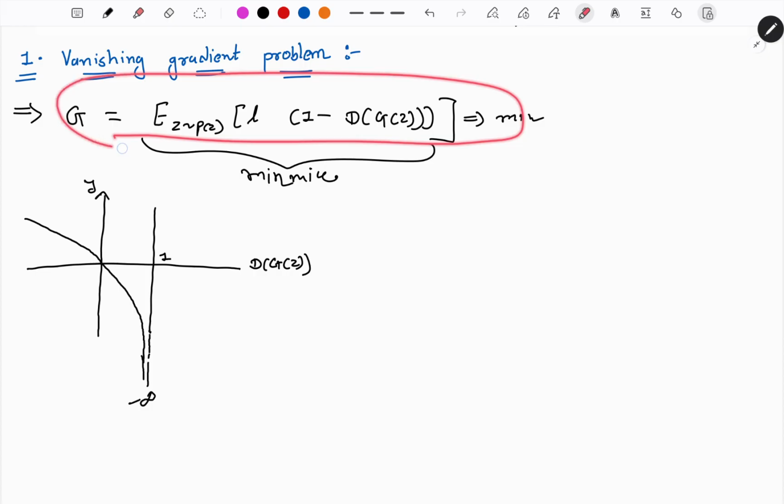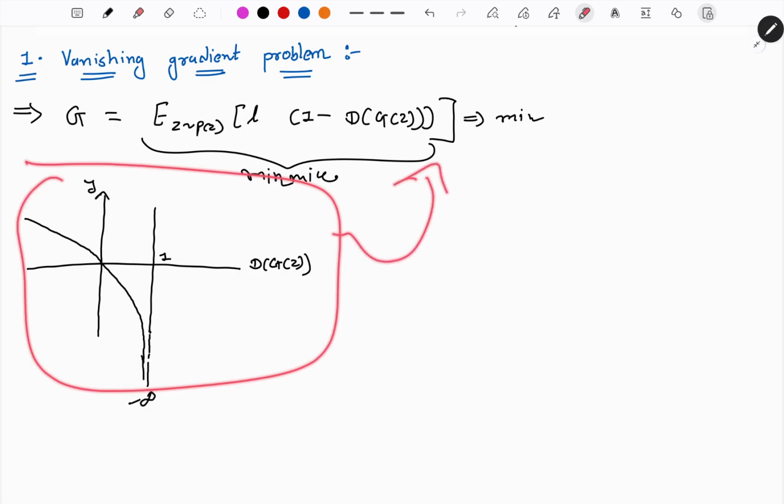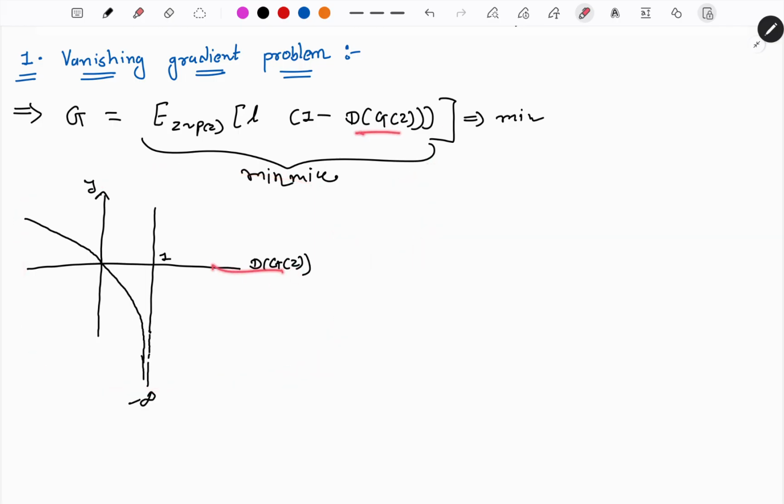This is the loss function corresponding to the generator, and if you remember, we already plotted the loss graph of this particular equation. The x-axis denotes the value of D of G of z, and the y-axis is the output of this entire term. What we want is to minimize this term. Why? Because this is the loss function corresponding to the generator. This is the probability from the discriminator for the data generated by the generator.